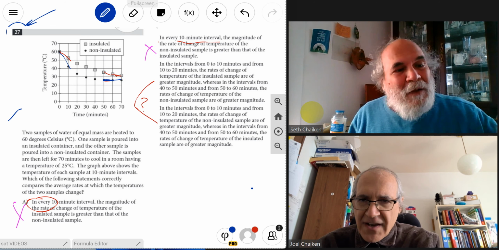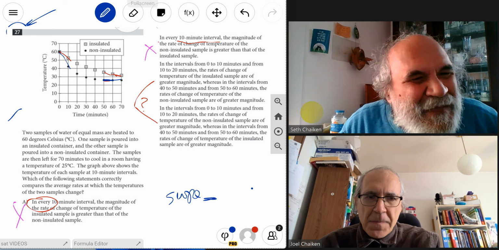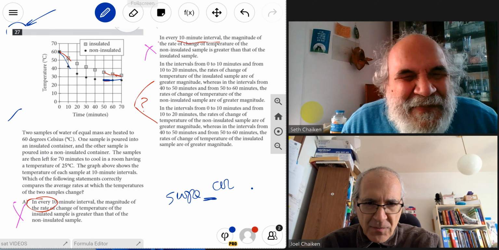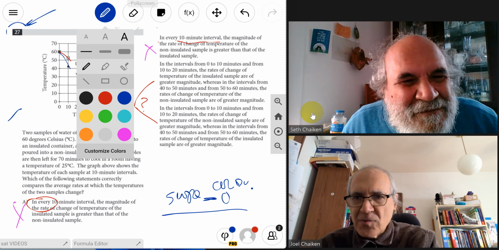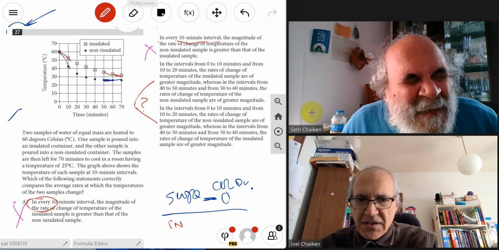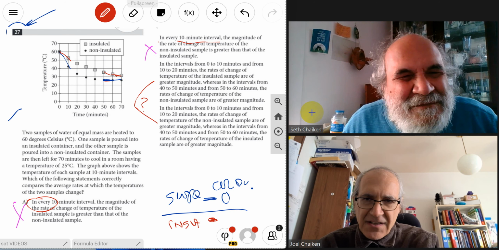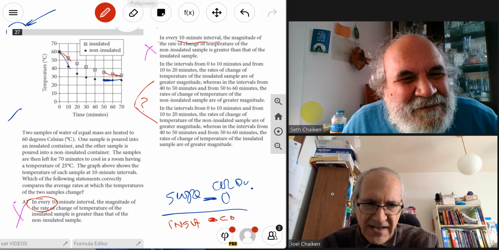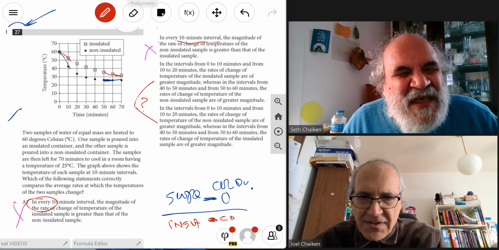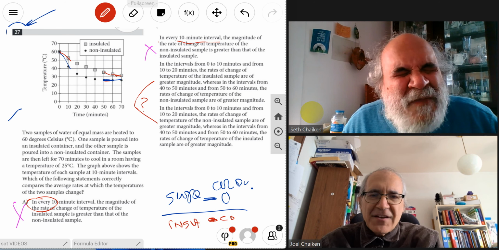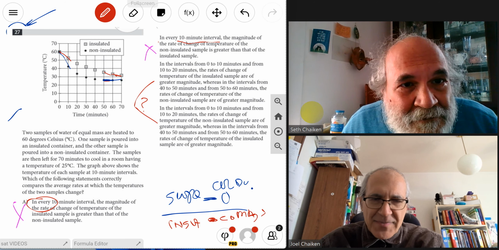So you can see already that the slope of the blue one, which is the uninsulated one, the colder one, is 0, basically flat. And then the slope of the insulated one is obviously less than zero. It's a negative slope. But they're all negative slopes, except eventually they become so close to zero you can't tell. So the magnitude of this one is greater. It's a negative slope, but the absolute value of it is greater.